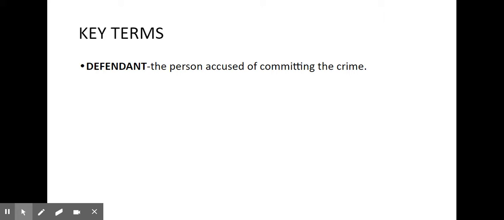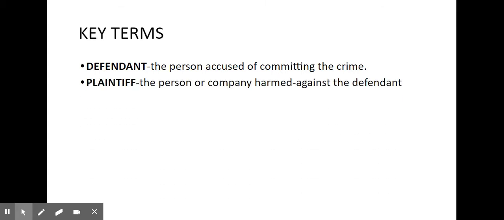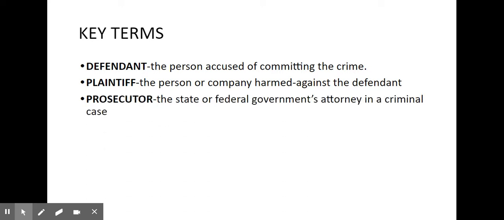They are on trial. In a civil case, the person that brings the charges is the plaintiff. The person or company that was harmed is against the defendant in a civil case, because remember, civil law is individual against individual. In a criminal case, the person that brings the charges against the defendant is the prosecutor. The prosecutor represents the state or federal government; in fact, they are the attorney for the state or federal government in a criminal case. So, in both types, criminal and civil, the person on trial is the defendant. In civil cases, the person that brings the charges is the plaintiff. In a criminal case, it is the prosecutor.